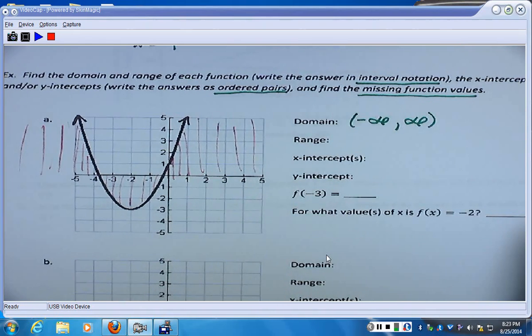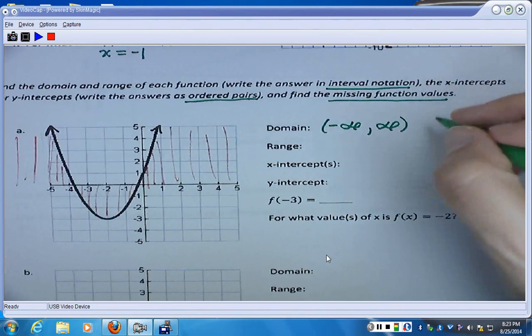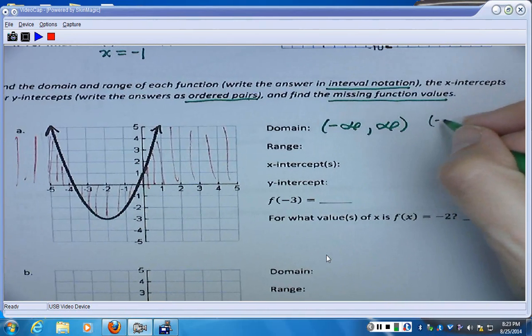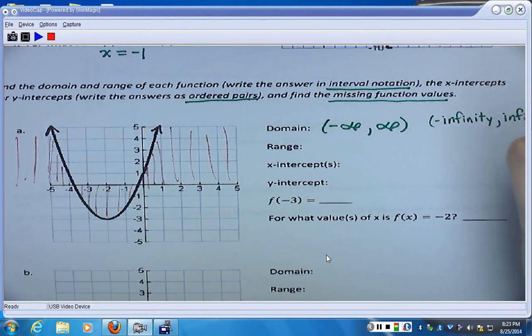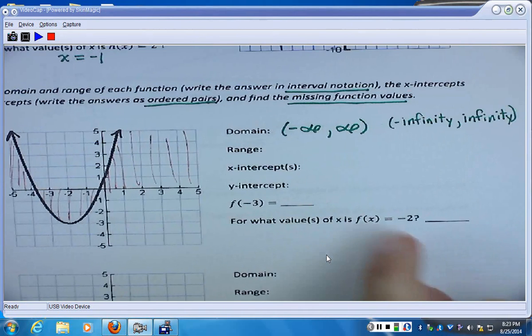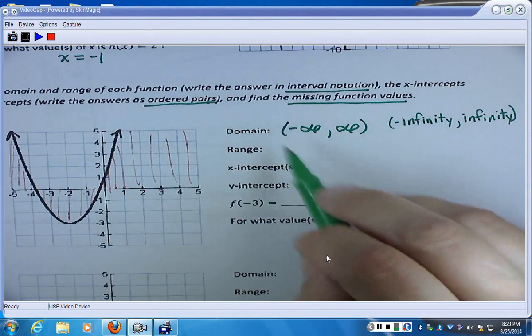Now if you are typing this up in a Word document to put it in the Dropbox, you can simply type in minus infinity, comma, infinity. On the test, I'm going to want you to put this infinity symbol. It's kind of like a sideways 8.